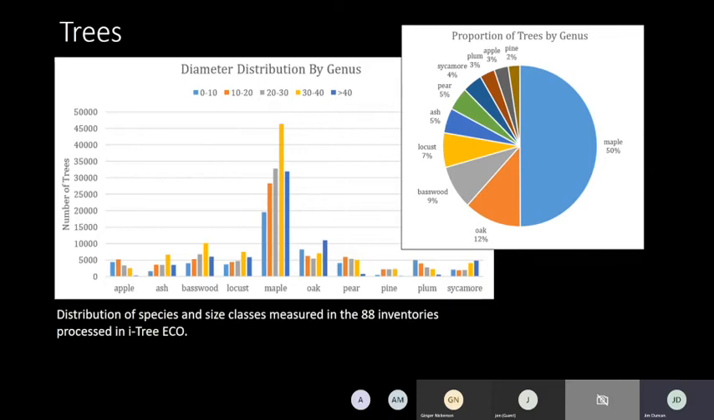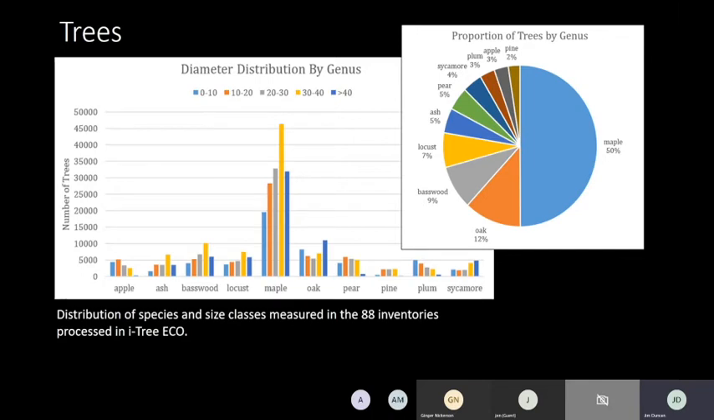Looking across everything that we assessed, this is the distribution by genus in diameter for some of the top genera in the region, as well as overall proportion. Maple is unsurprisingly a huge part of our urban landscape, both in terms of native maples as well as Norway maple. There are a lot of urban trees planted as maple. We also have substantial portions in basswood, which includes both little leaf linden and American basswood. We have oak and ash species represented on this landscape.